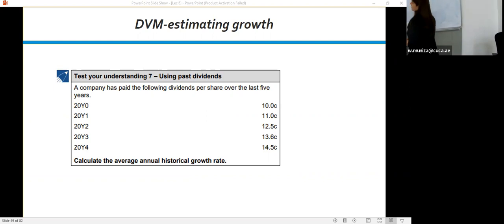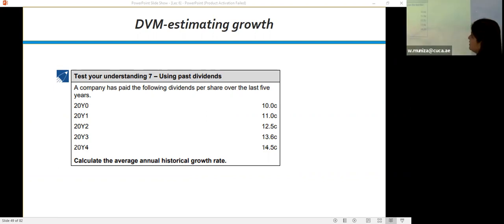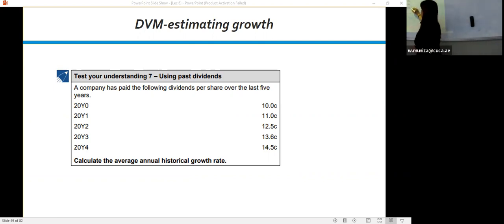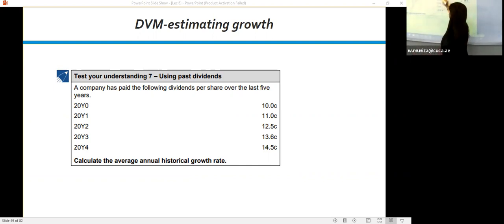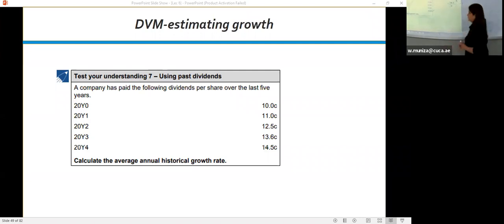A company has paid the following dividends per share over the last 5 years. Now, for 5 years, the dividend has been given. The current dividend is 14.5, and the dividend 4 years ago was 10 cents. We take the power of 1 over n. N is how much? 4. Is it 1, 2, 3, 4, minus 1?